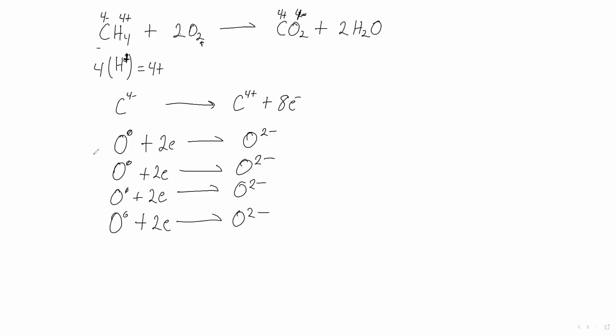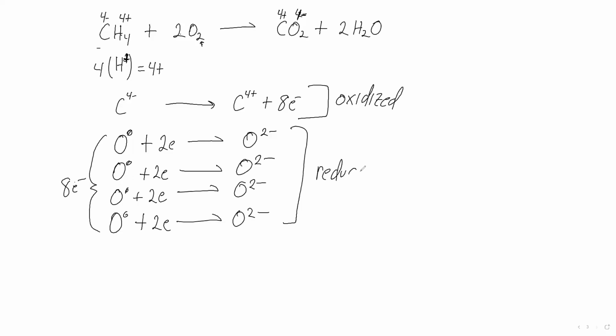And the total here is 8 electrons. And you notice that hydrogen was just along for the ride. It starts off as plus 1 here, and it ends as plus 1 here. And so carbon is oxidized, and oxygen is reduced. Therefore, this combustion process is an oxidation reduction reaction.